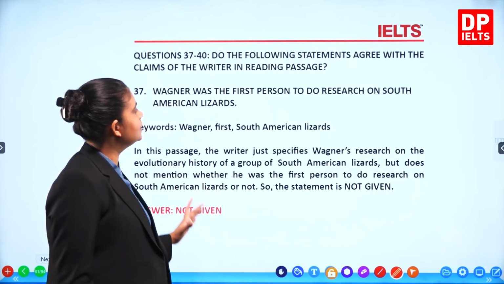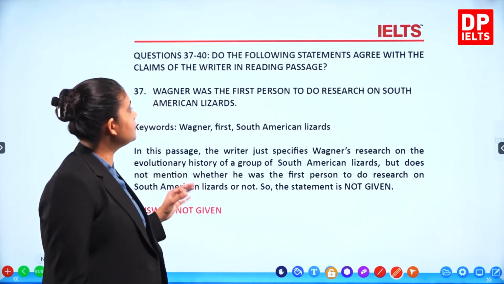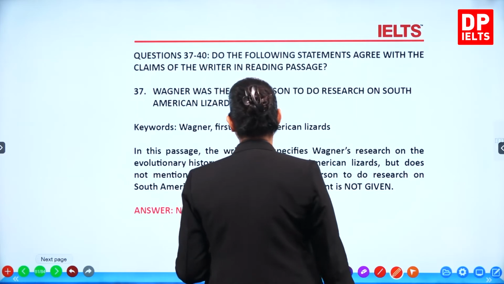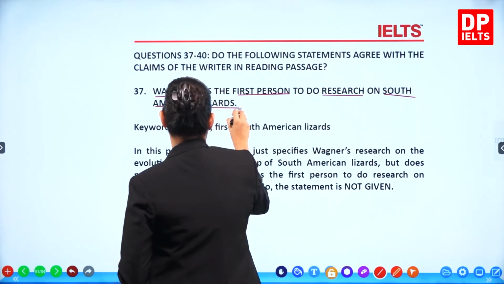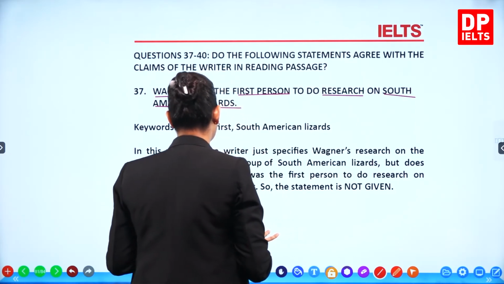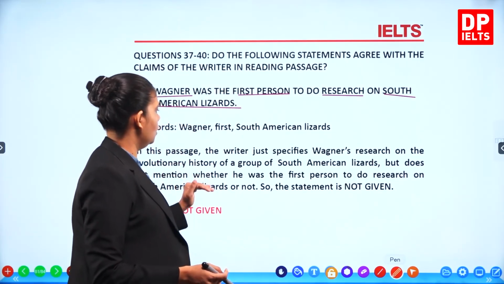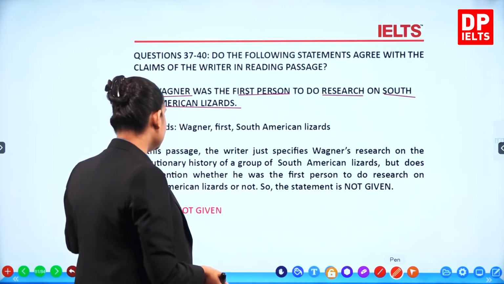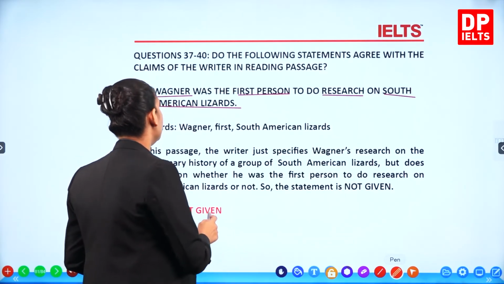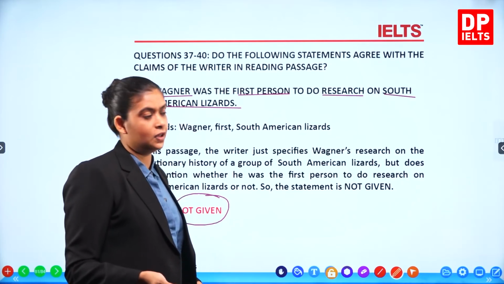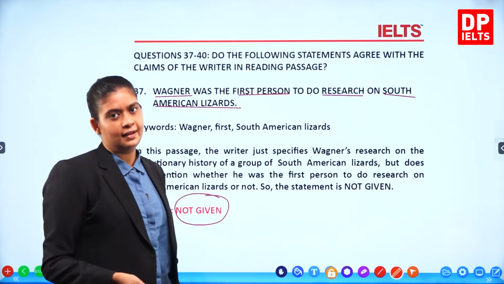Do the following statements agree with the claims of the writer in the reading passage? Wagner was the first person to do research on South American lizards. Those are your keywords. If you read the passage, you will see that it does specify Wagner's research on the evolutionary history of a group of South American lizards. But what it does not mention is whether he was the first person to do the research. So because it does not specify, we would have to give the answer as not given, because we don't know exactly if he was the first person to do the research on these specific lizards.